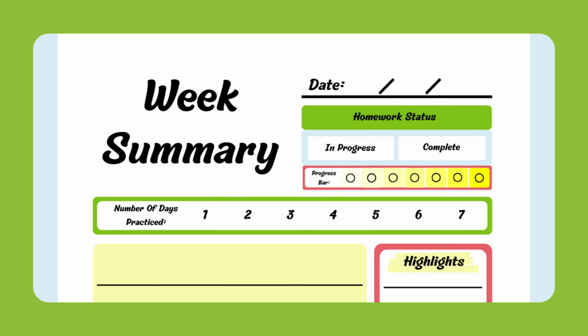This is a place to record how far along a student is with their assignments. At the end of their practice week, the teacher can circle in progress or complete and use the progress bar to check off how much progress they've made. Next is the number of days practiced section. Here, the number of days that the student practiced can be circled.